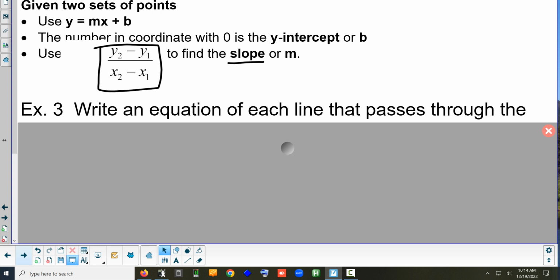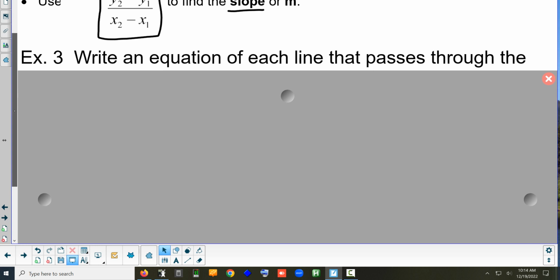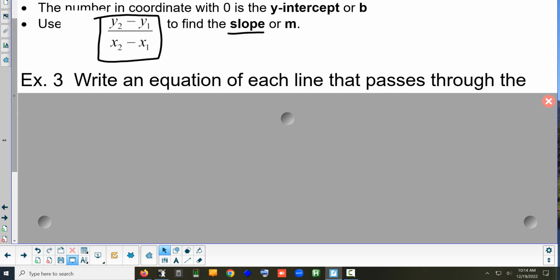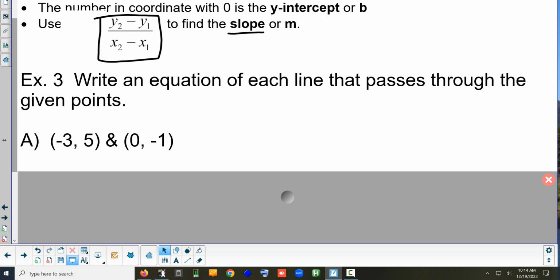All right, let's try it again. So it says, write an equation of the line that passes through, and these are the points. Now, if you had graph paper and you really wanted to, you could graph these 2 points, and then you could count rise and run. But if you don't have graph paper, we're just going to do it like this.